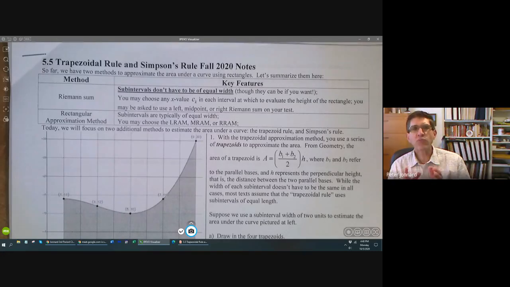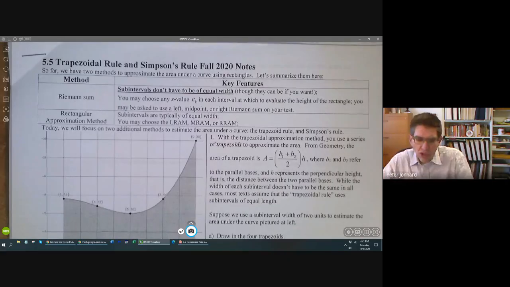So let's just be really clear about the current knowledge we have. Riemann sum, the first thing is we're going to use rectangles. Both these methods we've done so far use rectangles. Today's methods will be different. But a Riemann sum allows for the subintervals not to be of equal width. And that's really important. They can be if you want, and we will see problems where they are, but generally they don't have to be.